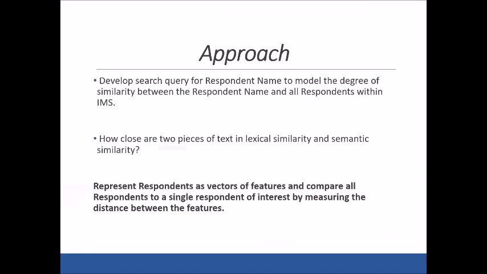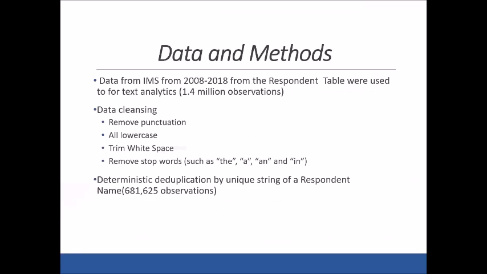All right, so we had about 10 years of IMS data, and we had approximately 1.4 million observations. I conducted some pretty standard text cleaning: removed punctuation, converted all of the text to lowercase, trimmed the white space, and removed stop words. From that, I went to a deterministic deduplication, and you can see that the size of the data decreased significantly just after cleaning for unique duplications.